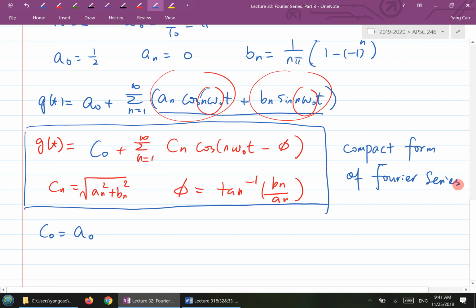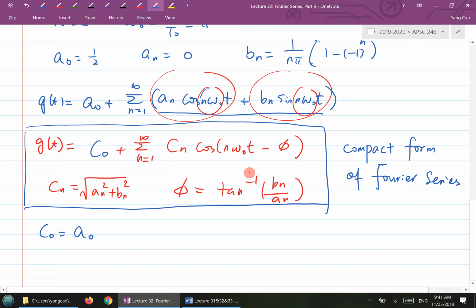So why is it compact? Instead of two terms here, you have one term. That's why it's compact. The connection between Cn and An and Bn is this. The connection between the phi and An and Bn is this term. And this is also a very useful format.